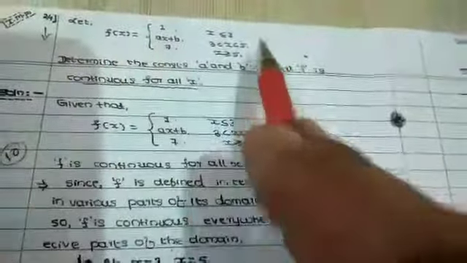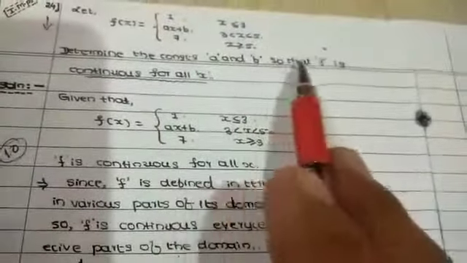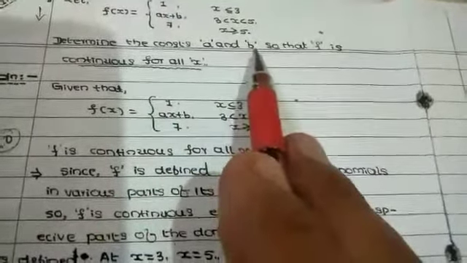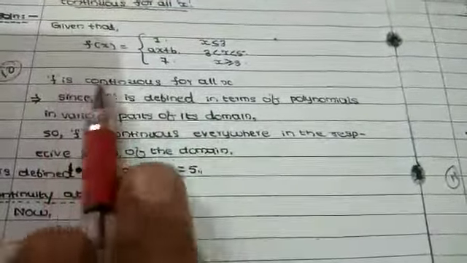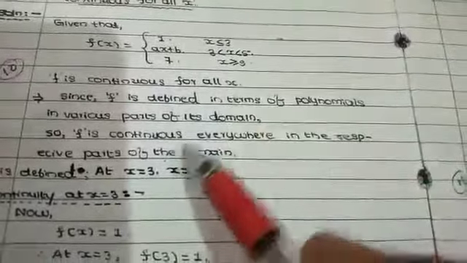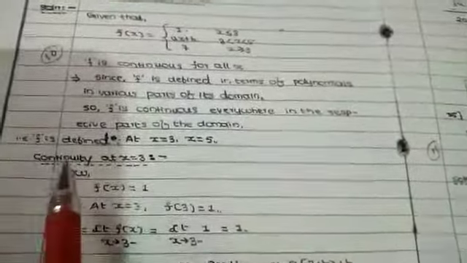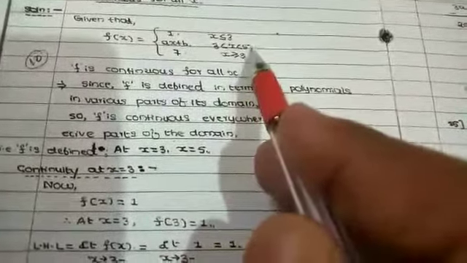Important example. Whatever function they have given, you have to write down. The function is continuous, you have to find the constant values a and b. That only you have to write out: f is continuous for all the values of x. It is not necessary to write these terms. Next, continuity at the point x equals 3 and x equals 5. Two points are there, x equals 3 and x equals 5.